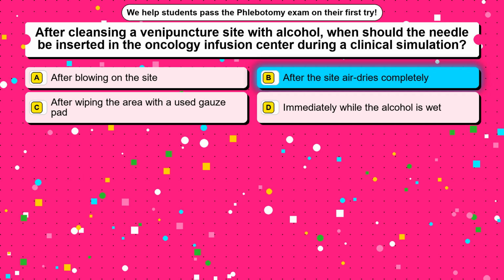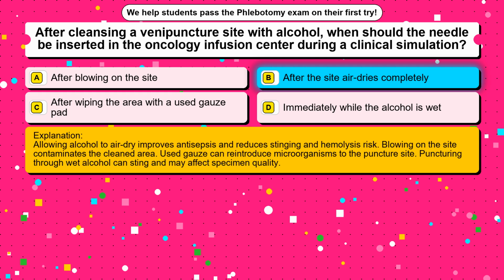The correct answer is option B. After the site air dries completely. Allowing alcohol to air dry improves antisepsis and reduces stinging and hemolysis risk. Blowing on the site contaminates the cleaned area. Used gauze can reintroduce microorganisms to the puncture site. Puncturing through wet alcohol can sting and may affect specimen quality.